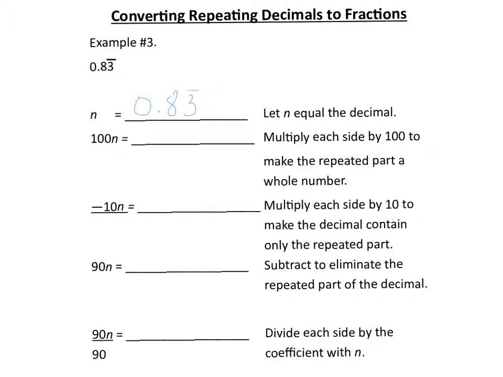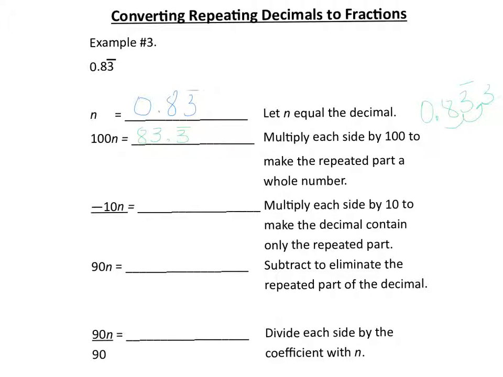Reason we're multiplying by 100 is because we need to move the decimal point 2 spots, so that way that 3 is now a whole number. We need one of those 3's to be a whole number. So when we multiply by 100, we get 83 point repeated 3. Remember, the 8's not being repeated, just the 3.